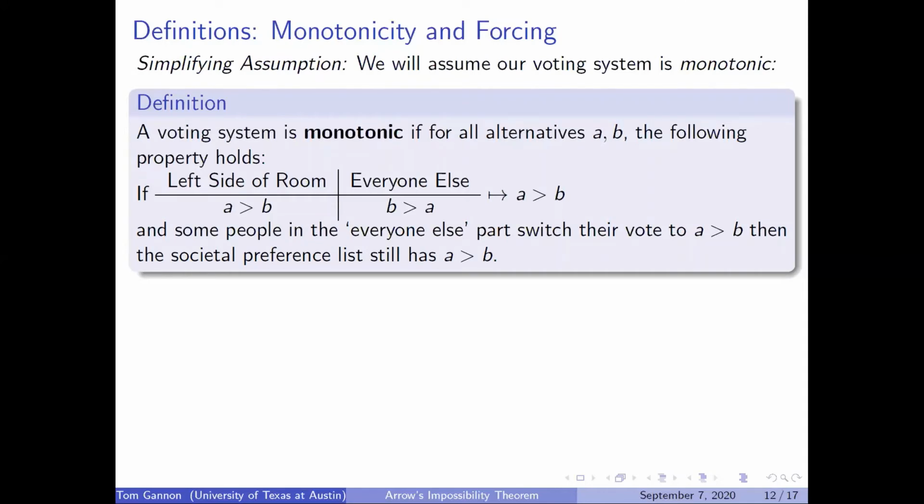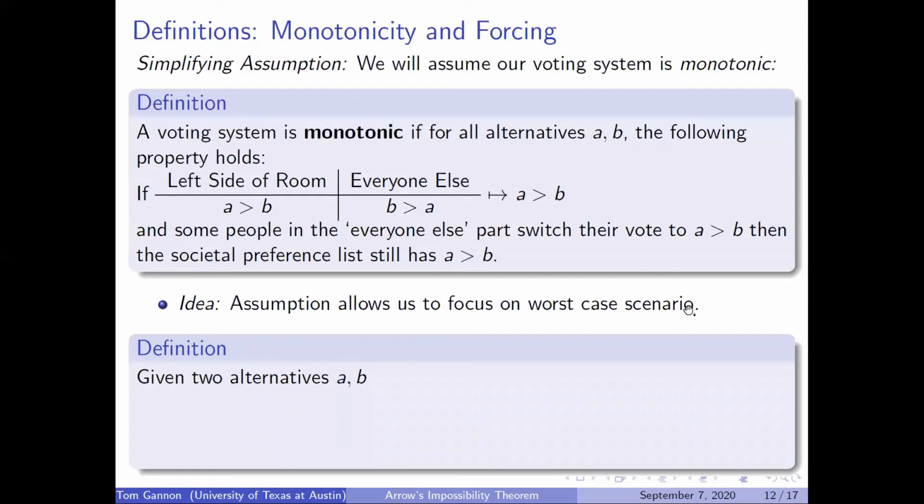If I wanted, I don't know, Ralph Nader to be president over George Bush, it is in my interest to vote Ralph Nader greater than George Bush, right? It shouldn't be in my interest to vote the other way. I think that's another reasonable property. And the idea is that this will just allow us to focus on the worst case scenario. So now we won't just say, let's assume that the left side of the room votes one way. We can just assume worst case that everyone else votes against them and see what happens. This is not included in the statement of the theorem because you don't need it to prove Arrow's impossibility theorem, but it does make the proof slightly easier. Not too much easier, but slightly easier.